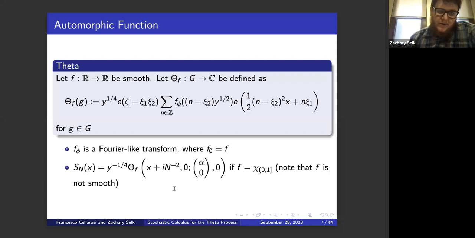So I just wanted to mention the automorphic function we can define. First we define it for smooth f, and we can give this parameterization coming from the decomposition. The f sub phi here is a Fourier-like transform where f sub 0 is just the identity operator. And again, for this particular choice of parameters, we can recover these theta sums, or these Weyl sums.